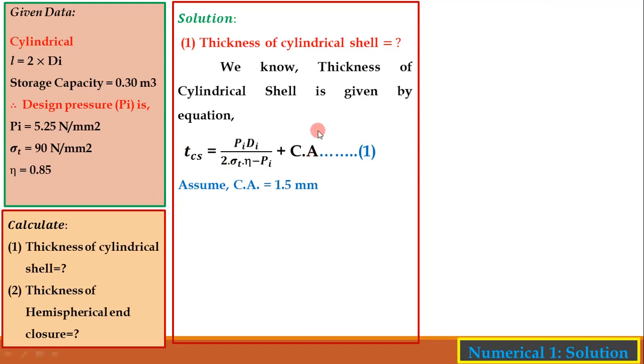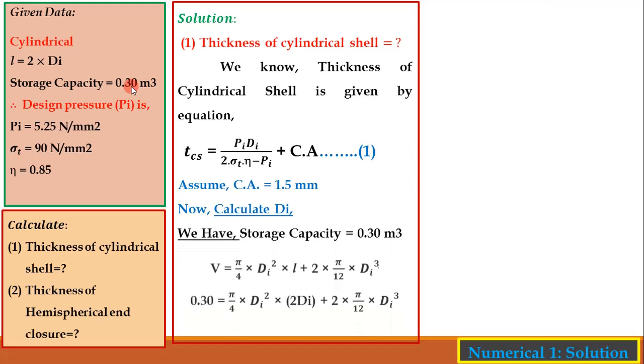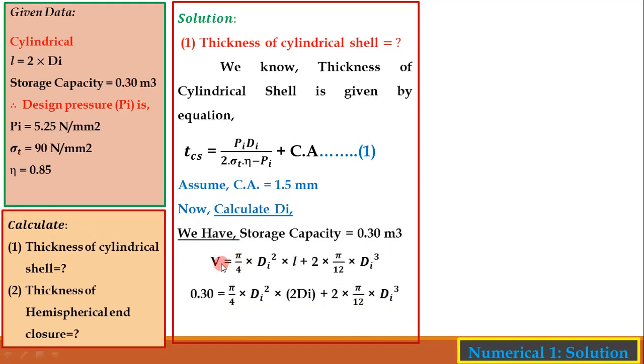Now to find di, we have to use the equation of total volume of the pressure vessel, that is, the storage capacity. As we saw in the beginning of this lecture, the total volume is equal to pi by 4 di square into L, plus twice into pi upon 12 into di cube. Here we put L is equal to 2 di, and the total volume, that is the storage capacity, as 0.30 meter cube.